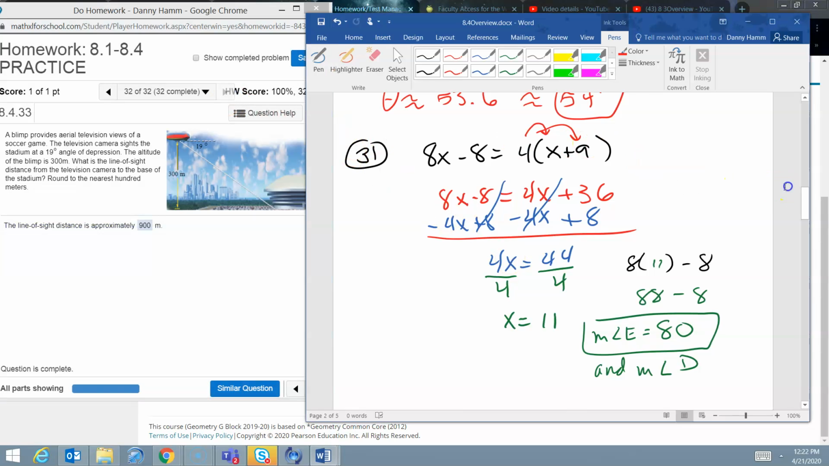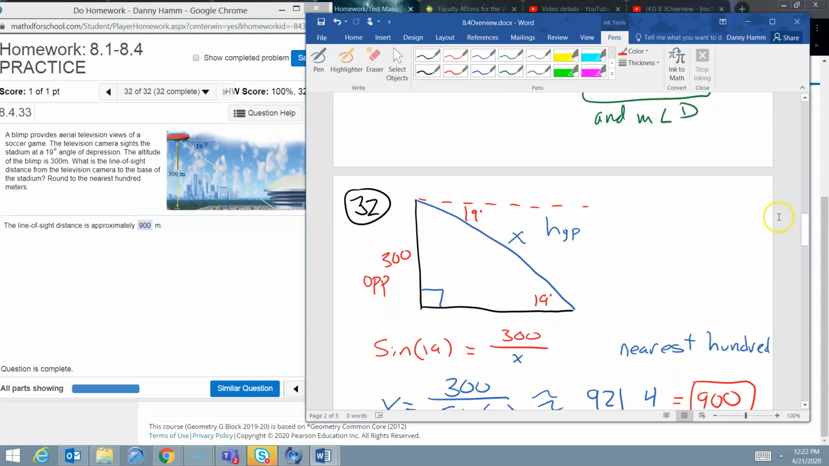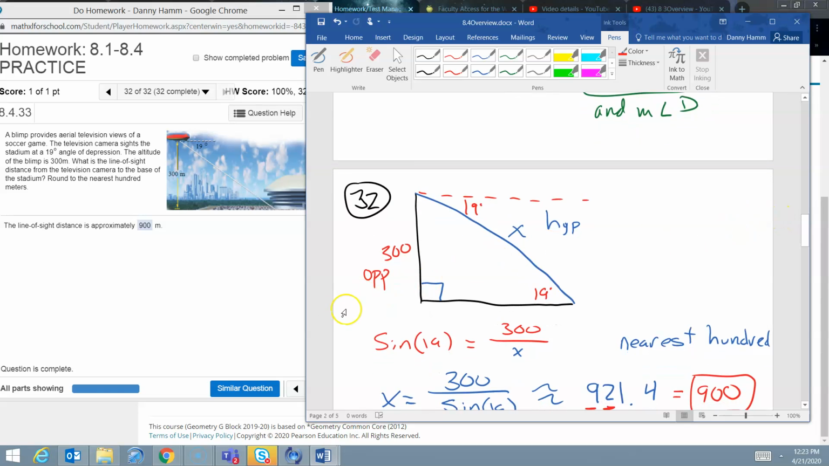And our final problem, 32. And so we have this blimp set up here, and here we're actually looking for the line of sight, which is going to be our hypotenuse. So our angle measure here, 19 degrees, either depression or elevation are here. Our opposite side is 300, and we're looking for this line of sight, which happens to be our hypotenuse. O, H, O. So we're using sine.